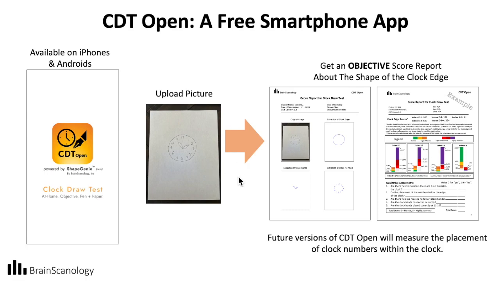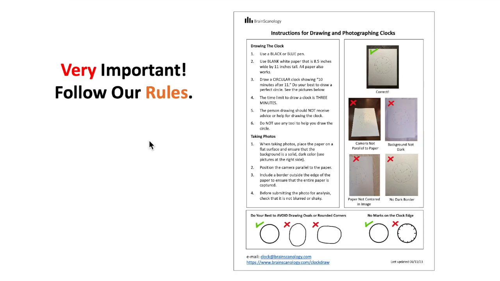And the app will then send you a report showing what we measured in the form of 7 numbers, and each number has a scale. We've also determined what the ranges are for normal clocks and abnormal clocks for each of these 7 numbers. So the drawer can objectively assess the shape of their clock from the comfort of their living room. It's important to point out that the drawer must follow our rules for drawing.